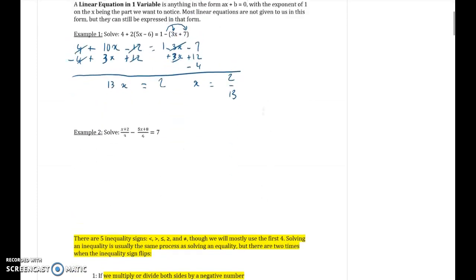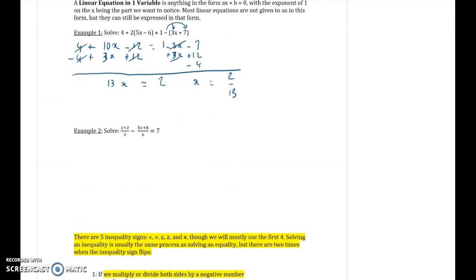In example number 2, because we're having a rational equation, what I want to do first is get rid of the denominator. For that, I'm going to multiply by the LCD on both sides. So first, I need to find what my LCD is.